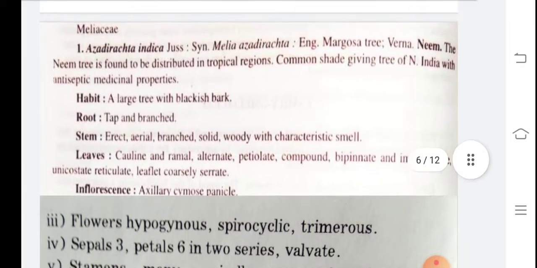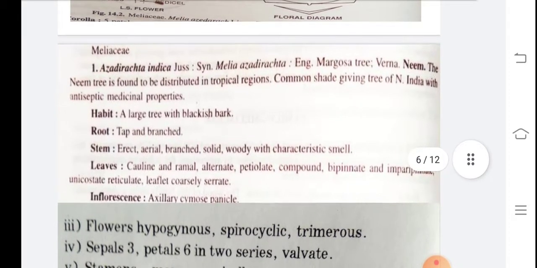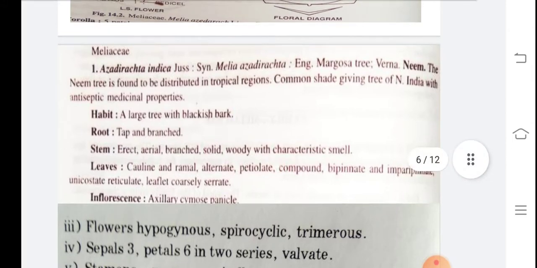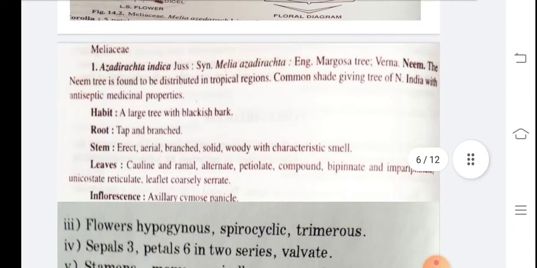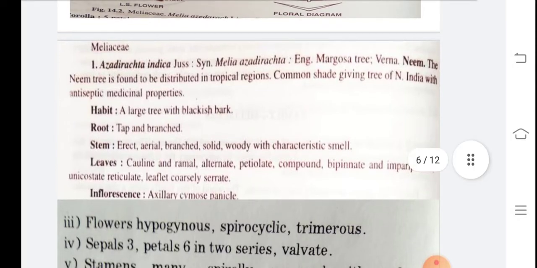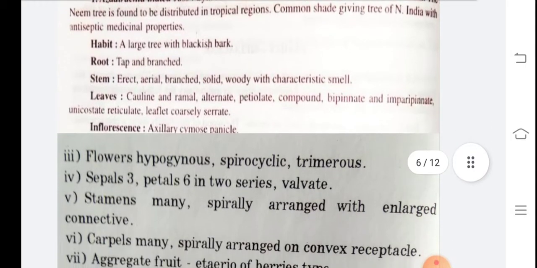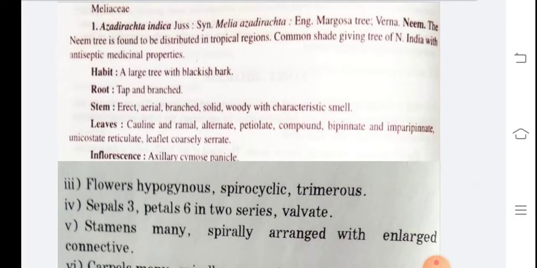The old name is Melia azadirachta. In English it is commonly called the Margosa tree, or neem tree. It is distributed in tropical regions, commonly in North India, and has some medicinal properties. Habit: a large tree with blackish bark. The root system is taproot and branched. The stem is erect, aerial, branched, solid and woody. Characteristic smell is a character.